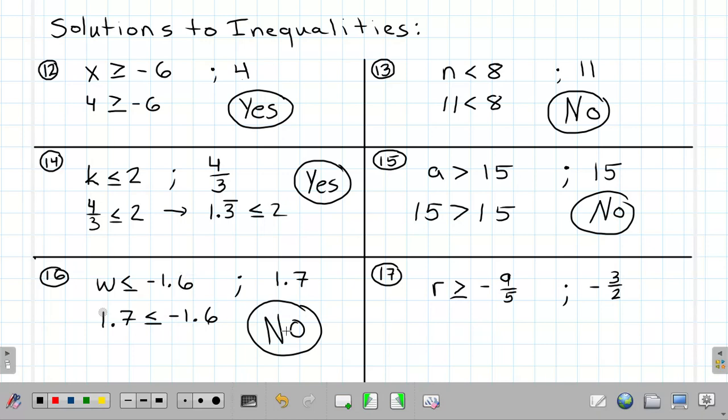And then we have number 17, where, once again, we have fractions, and we want to know, is negative 3 halves bigger than or equal to negative 9 fifths? Now, this one is a little bit more tricky because we have fractions, so if we need to, it's the same thing as asking, is negative 1.5 greater than or equal to negative 1.8?